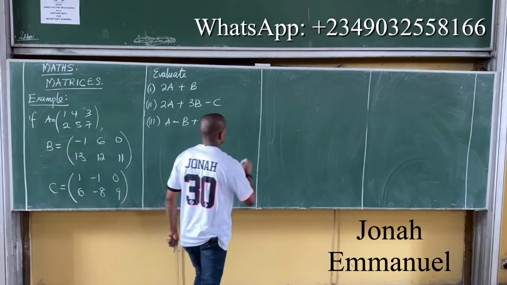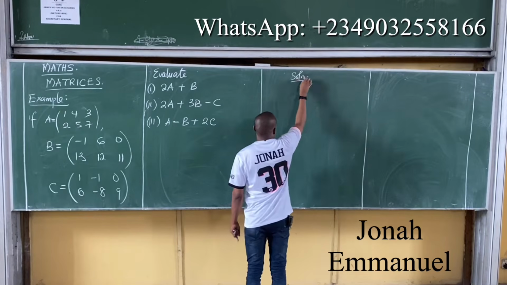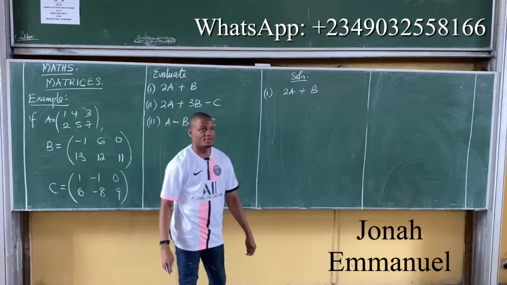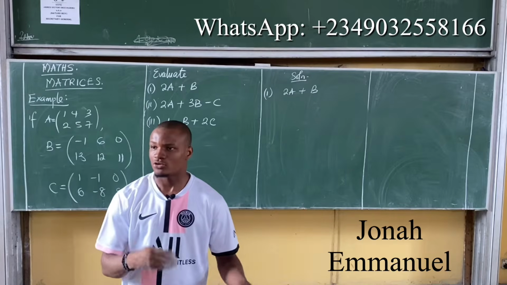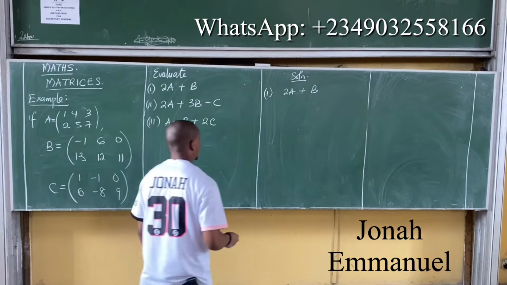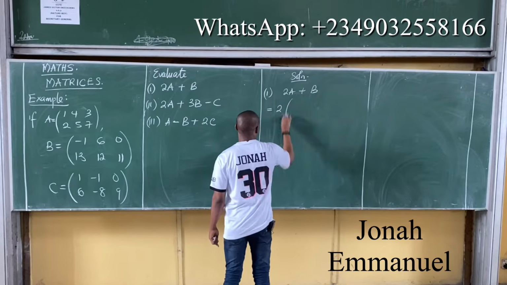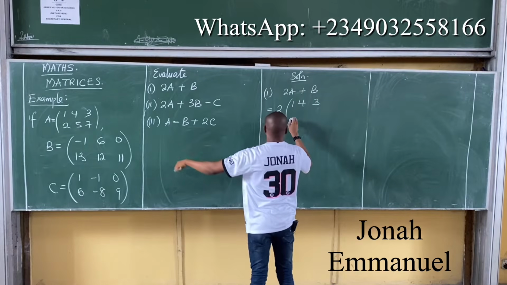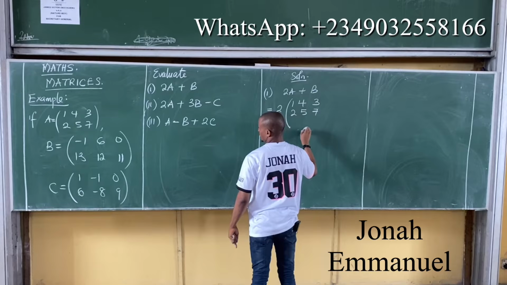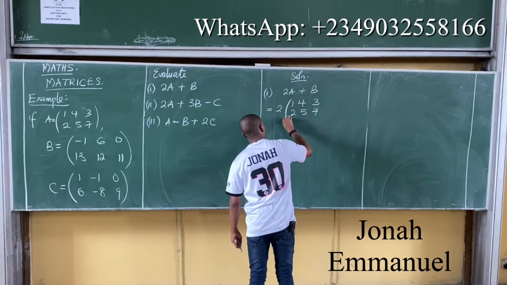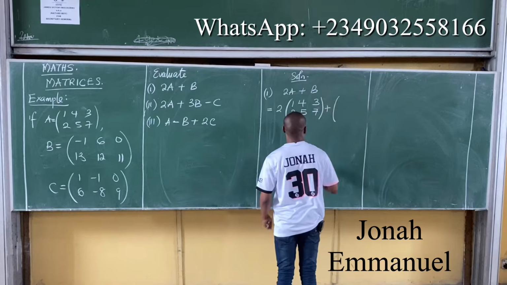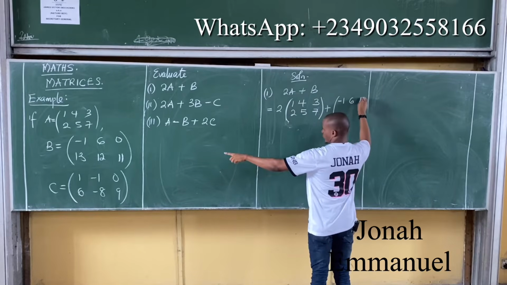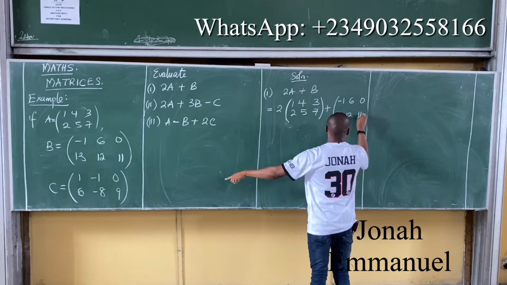If I have a case like this, number 1, solution. I'm asked to evaluate 2A plus B. When I have 2A, what does 2A mean? 2 times A. So this now becomes equal to 2 into A. What's A there? [1, 4, 3; 2, 5, 7], plus B, which is [-1, 6, 0; 13, 12, 11].